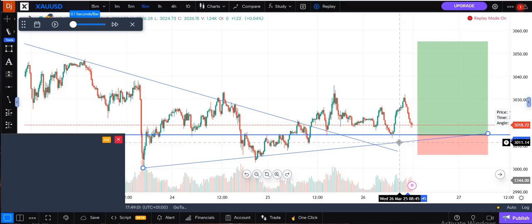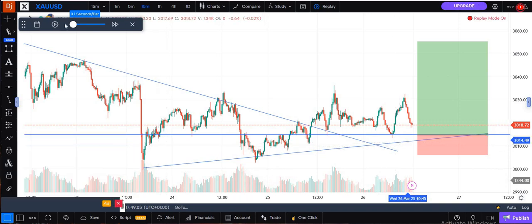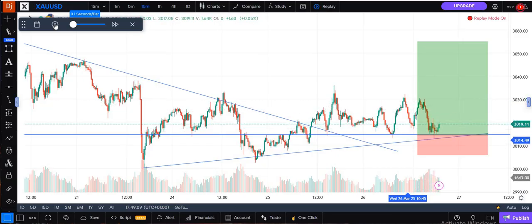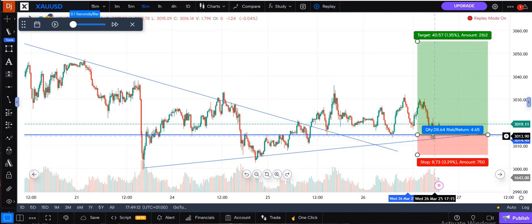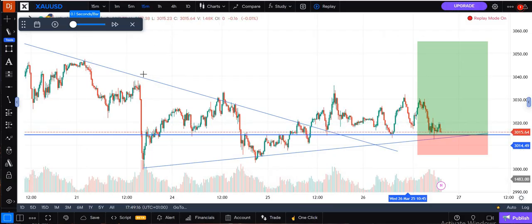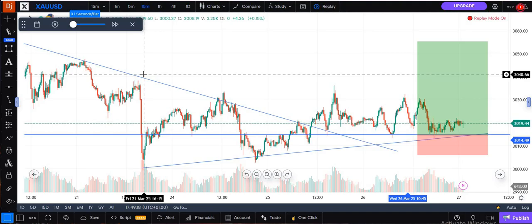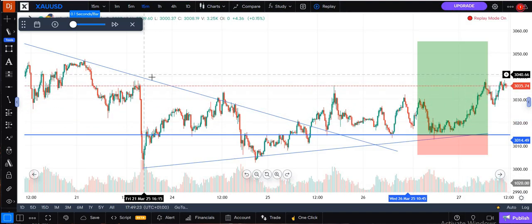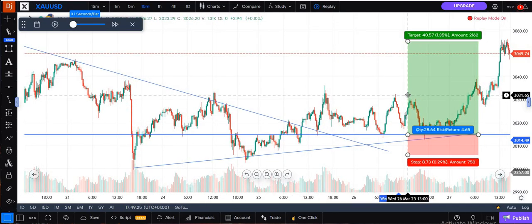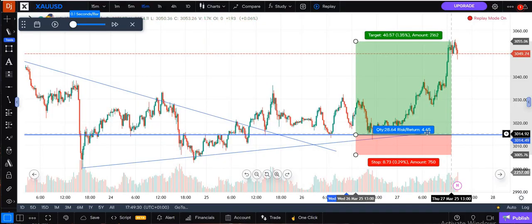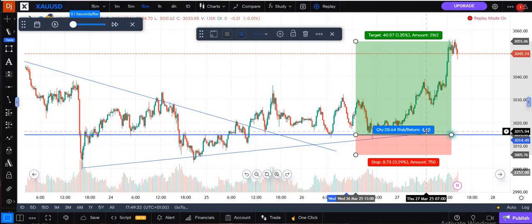So next we just see how the trade goes. Right here, the market hits our buy order, and we watch what the market does. Here, the market hits our take profits, 1:4.6.